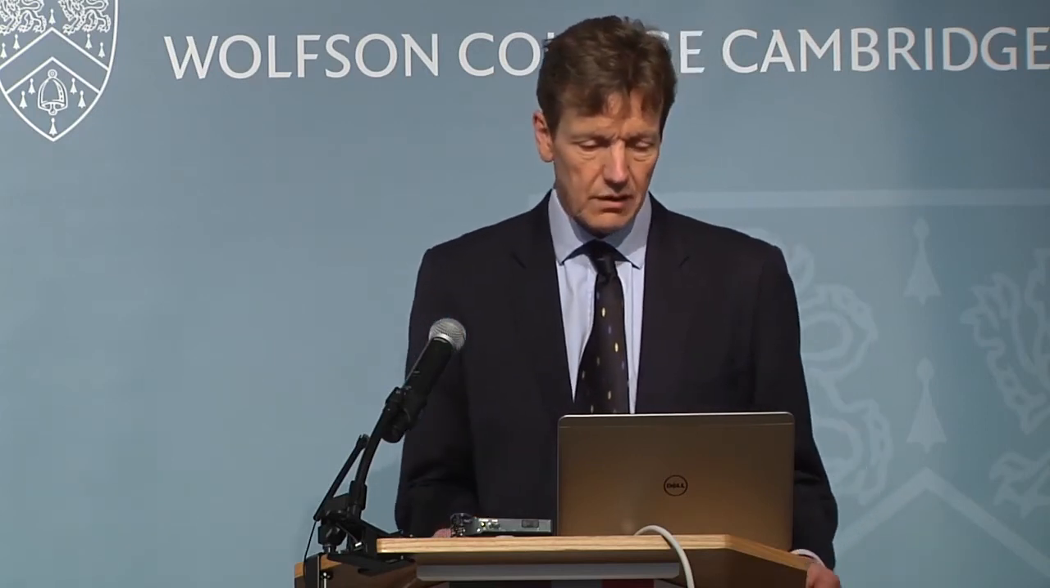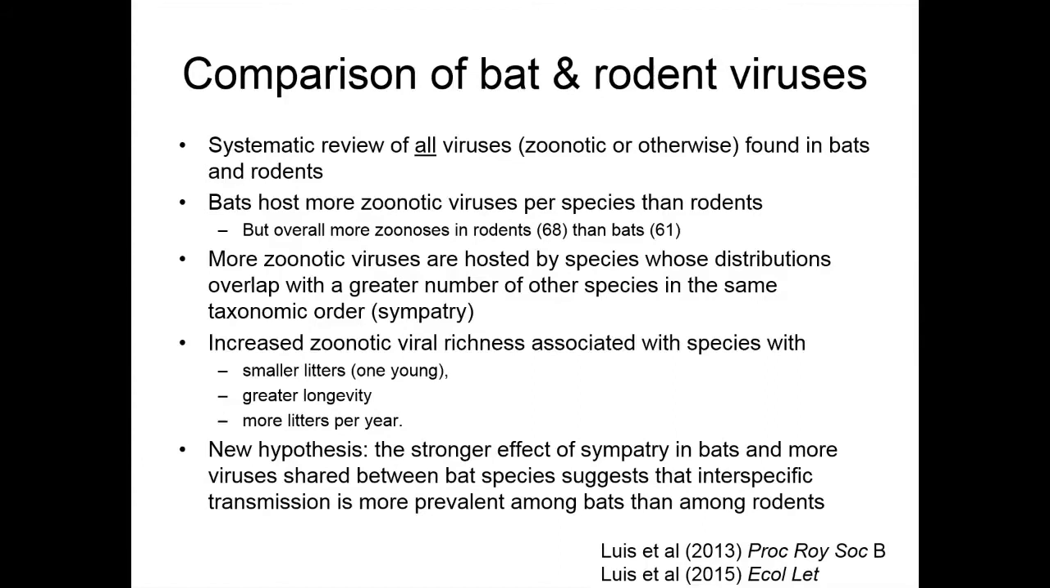And so how do we think about comparing bats and rats and whether one is really worse than the other? What our postdoc Angie Lewis did, who was based at the University of Colorado with collaborators there, was conduct a systematic review of all viruses that were reported in the medical literature that were found in bats and rodents. And when looking systematically, then you can start counting them.